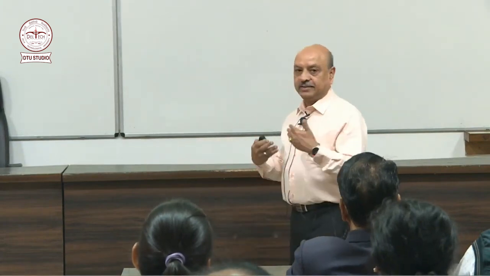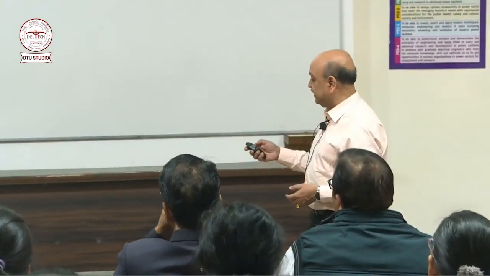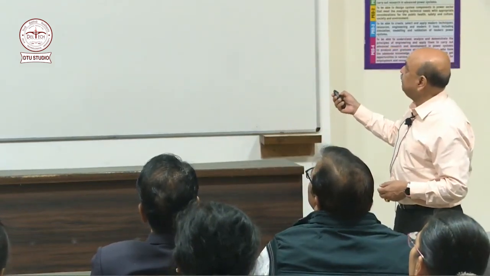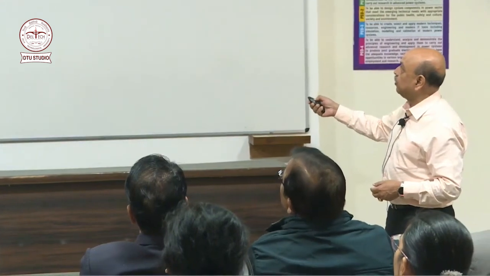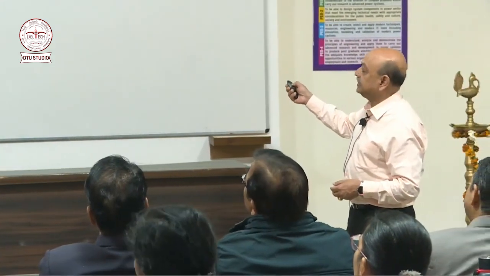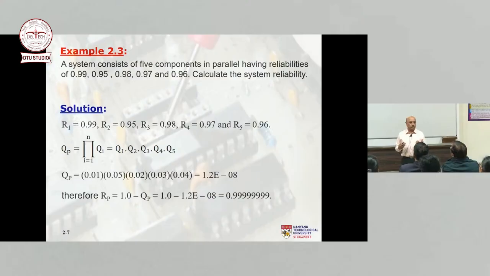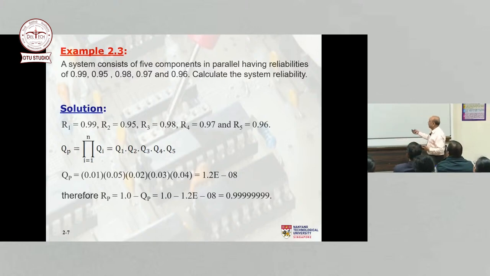So therefore, if we know the background, then we can look at sensitivity studies and try to expand the analysis. Another example, a system consists of 5 components in parallel having so and so reliabilities. Calculate the system reliability. So you know that for parallel components, QP is equal to Q1 times Q2 times Q3 times Q4 times Q5. So we will calculate the unreliability first.